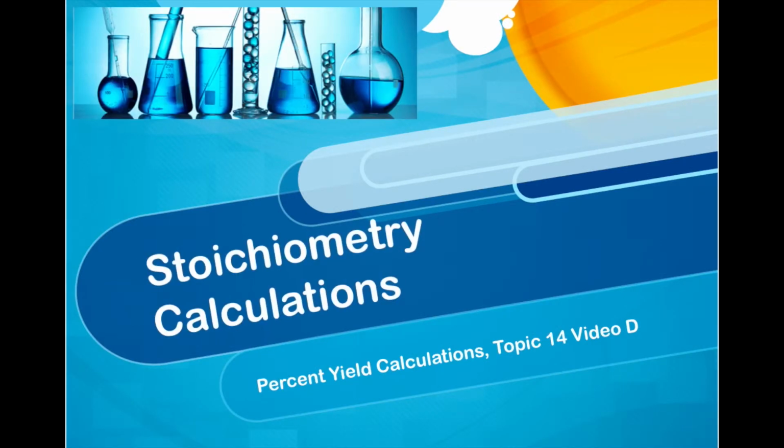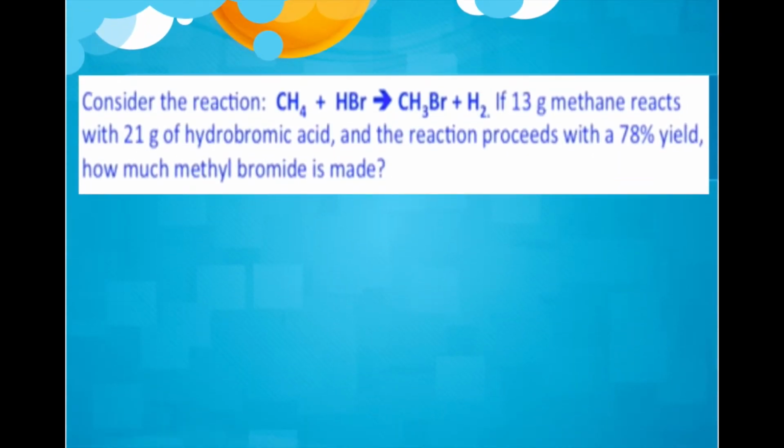Stoichiometry calculations, percent yield calculations. Topic 14, Video D. Consider the reaction. If 13 grams of methane reacts with 21 grams of hydrobromic acid and the reaction proceeds with a 78% yield, how much methyl bromide is made? Since the chemical equation is already balanced, we don't need to balance the equation.